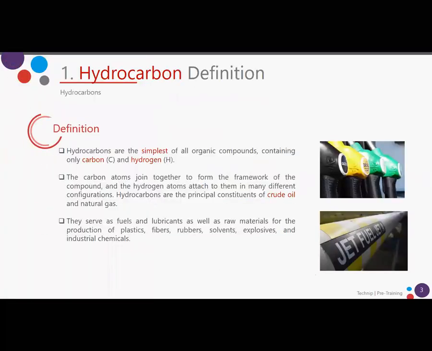Definition. Okay, the hydrocarbons are the simplest of all organic compounds, containing only carbon and hydrogen. The carbon atoms join together to form the framework of the compound, and the hydrogen atoms attach to them in many different configurations. So the hydrocarbons are the principal constituents of crude oil and natural gas. They serve as fuels and lubricants, as well as raw material for the production of plastics, fibers, rubbers, solvents, explosives, and industrial chemicals.